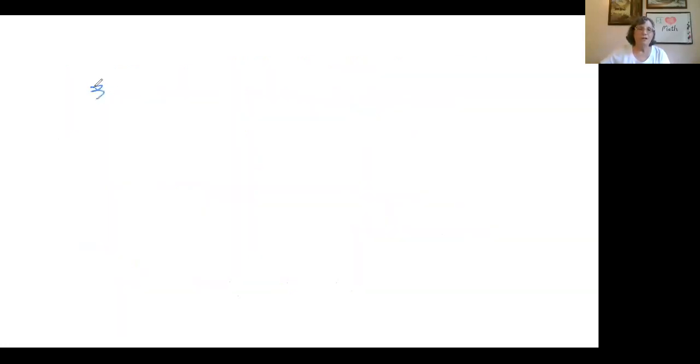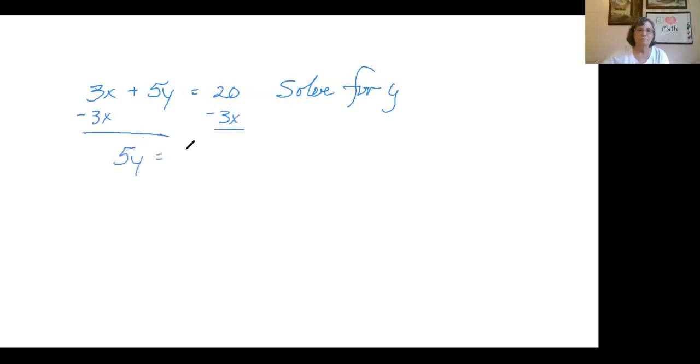So if I had something like 3x plus 5y equals 20, and I want to solve for y, I could subtract the 3x from both sides. Divide by 5. And instead of dividing the whole thing, I'm just going to go ahead and distribute that while I'm at it. So 20 over 5 would be 4. 3 over 5 won't reduce, and I can move the x off to the side.